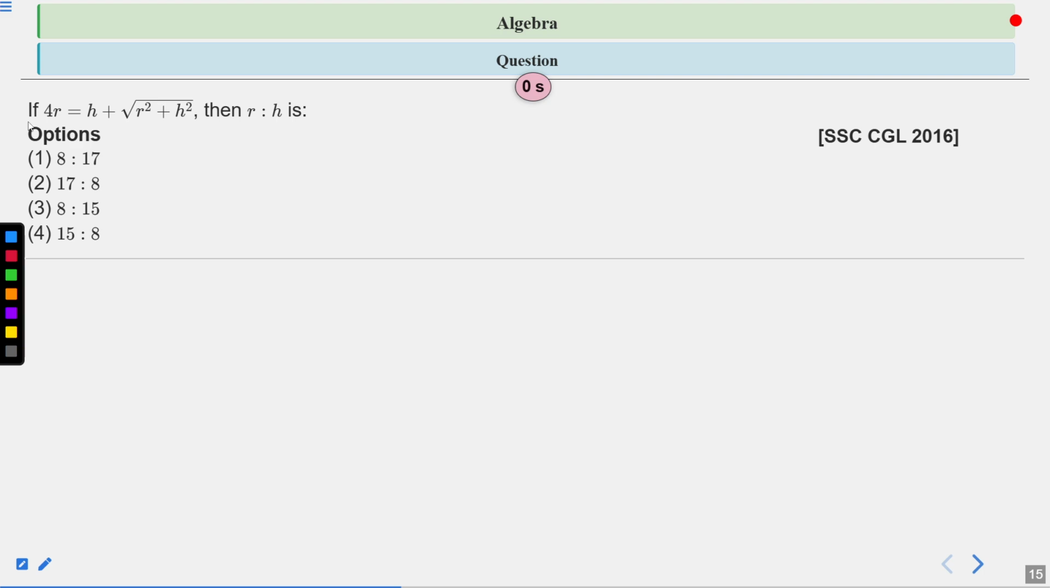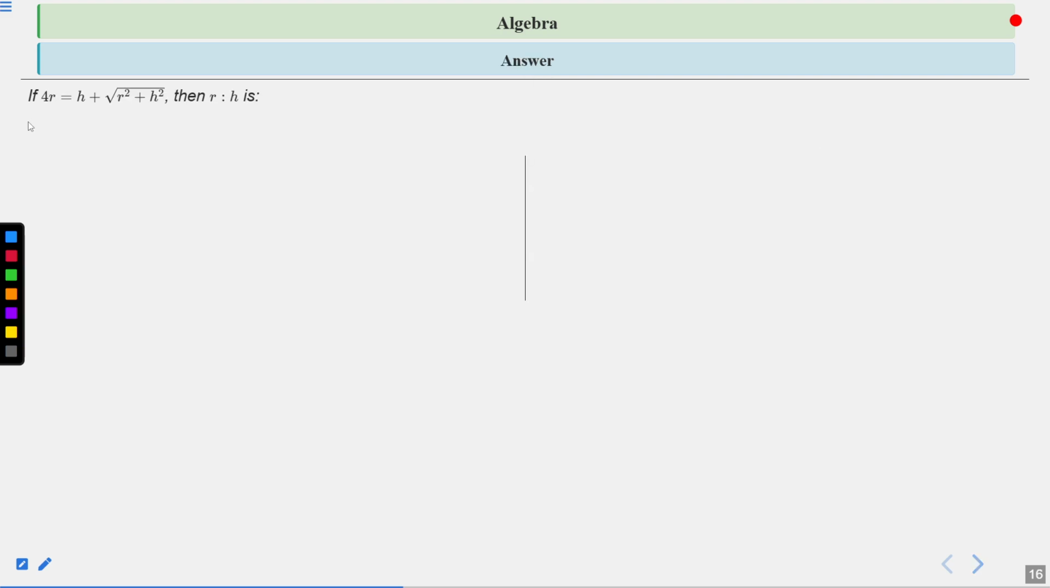Now time's up. Let's see the solution of this question. The question says that 4r equals h plus under root r square plus h square is given. Now we need to calculate the ratio of r and h. The correct answer of this question is the third one, which is 8 ratio 15. Now see the detailed solution of this question.